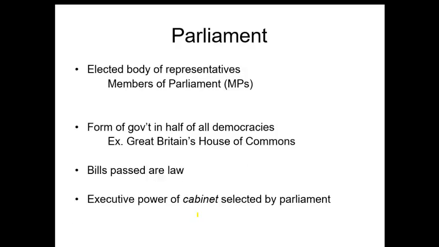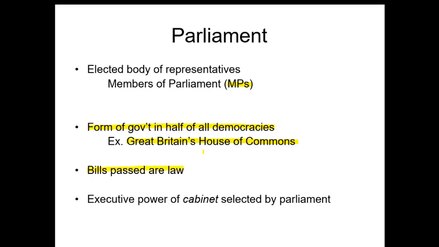So let's look at the main differences. Again, the Parliament is just the elected body of representatives. And you may have heard this term MPs. Well, that's not military police. That's members of Parliament. Somebody in the United Kingdom that you may have heard them referred to as an MP, that's what that means. It's the form of government in about half of all democracies in the world. And the one that we'll be referring to occasionally is Great Britain's House of Commons, considered the lower house of their government. And the bills passed by the Parliament are law.